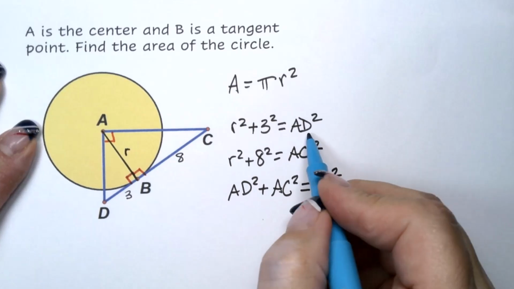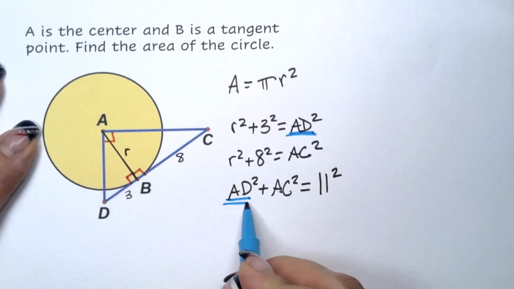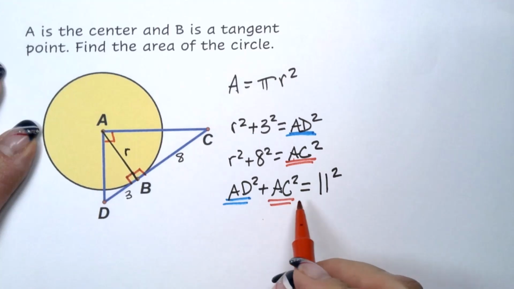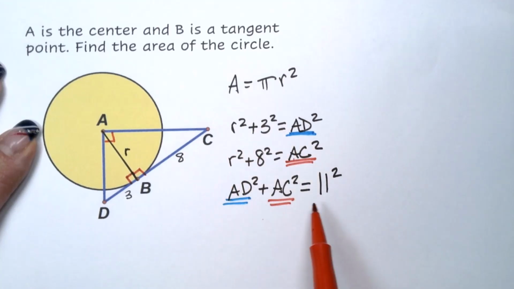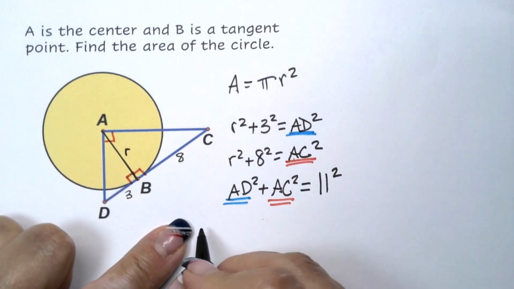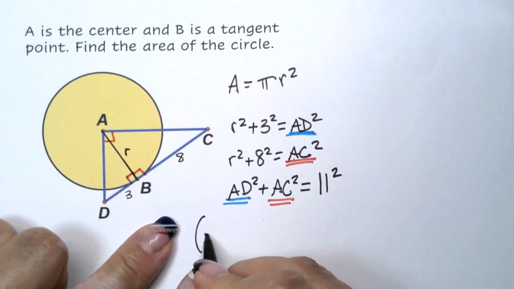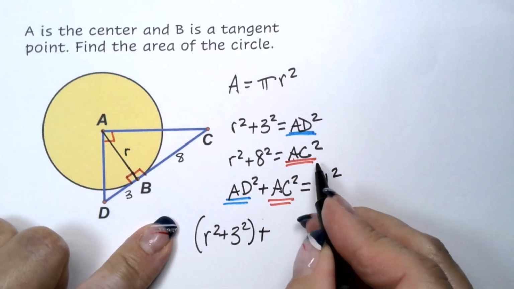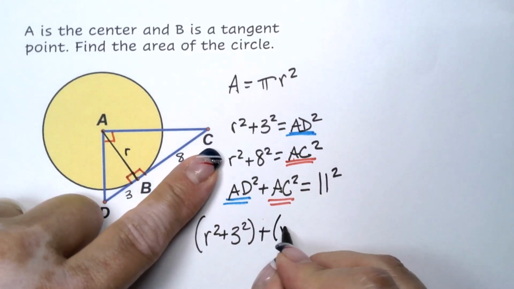This AD squared right here can go right there. And this one, AC squared, can go right there. And so this stuff put together is going to equal a number. Nice. R squared plus 3 squared, R squared plus 8 squared, equals 11 squared.